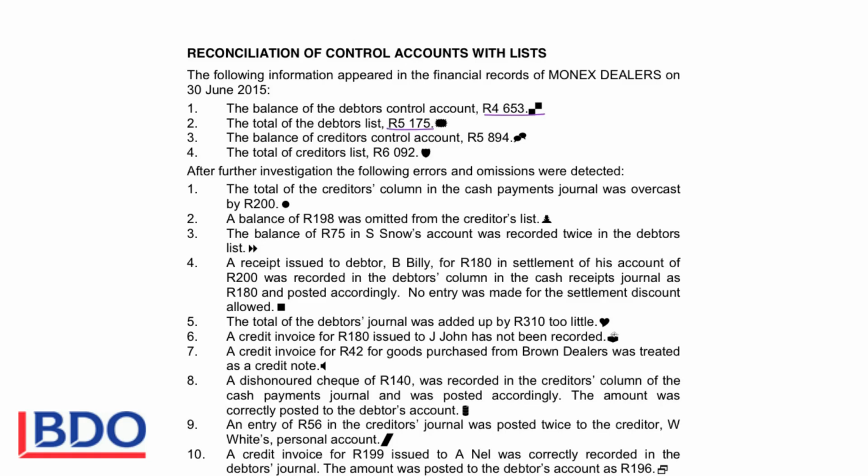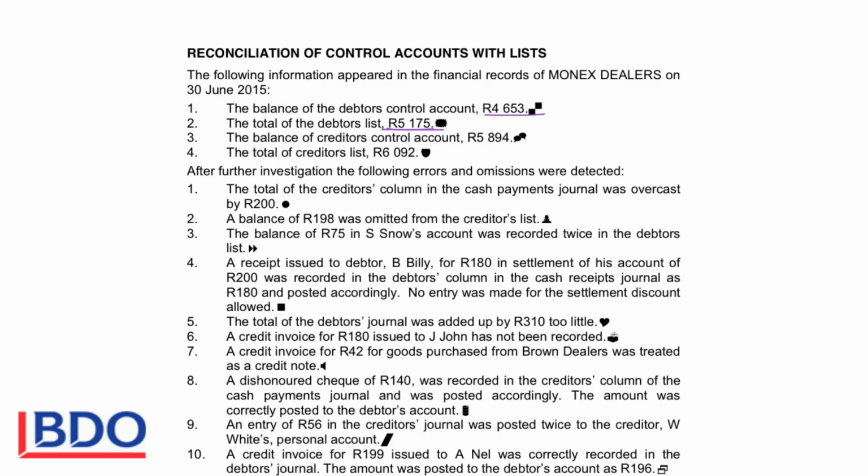So that tells me immediately that there's some mistakes because your debtors control balance should always be equal to your debtors list, because all the individual entries that we've done in the journals were posted to the individual accounts in the debtors ledger that is included in this debtors list. The debtors list is a summary of all the balances in your debtors ledger. The totals of every column of the debtors control column in all the subsidiary journals are posted to the debtors control account. Therefore, those two should always be the same.